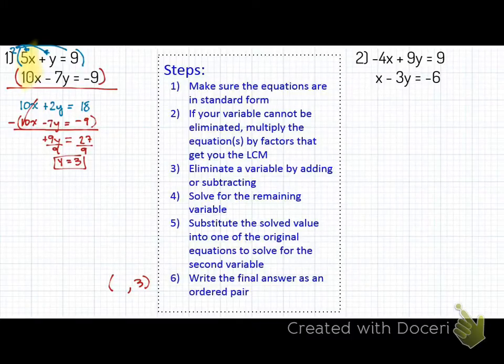I plug it back into any of the first equations. I'll take that very first equation way up here and copy it down. So I'm going to bring that down all the way here. 5x plus y is equal to 9. And instead of y, I'm going to put in 3. So I'm going to put plus 3 is equal to 9. Now I'm going to subtract 3 on both sides.